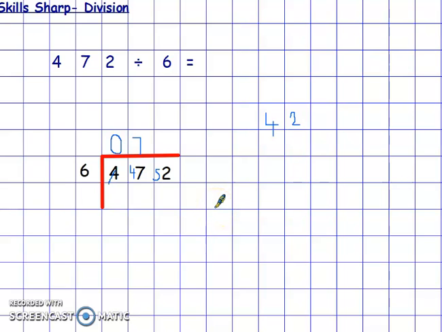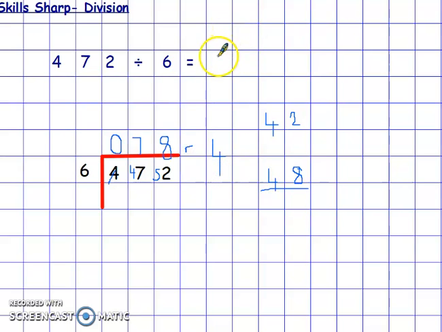6, 12, 18, 24, 30, 36, 42, 48. So 8 times 6 is the closest, giving us 48. We couldn't have gone further because 9 times 6 is 54, which is past 52. So what's the remainder between 48 and 52? That's right, 4. So the answer is 78, remainder 4.